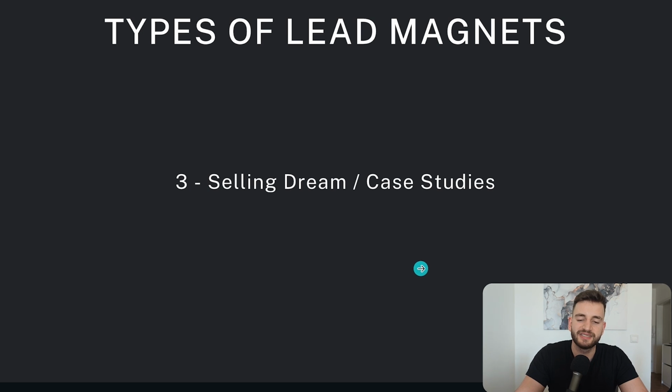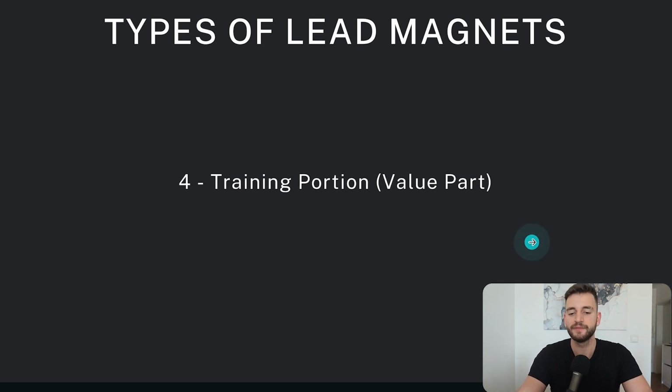The third stage will be selling the dream. So you basically show them your own results and case studies you've got for other people who lost so much weight. And it's so nice if you learn all these things. You basically just hype them up and show them what the different side of life can look like. Stage number 4 will be the basic training portion.